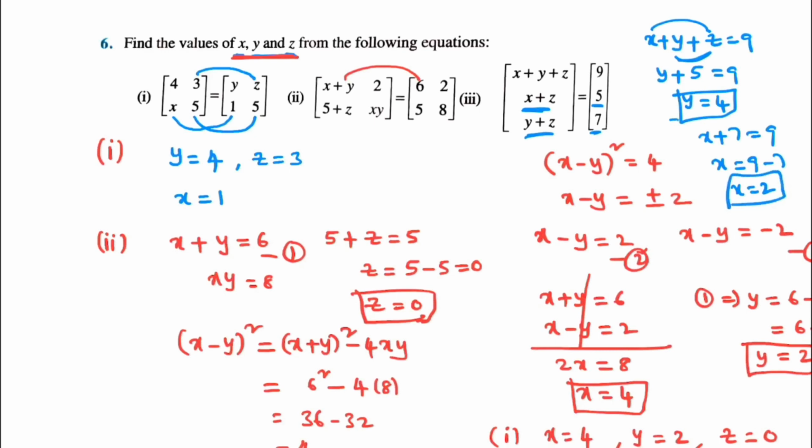Now substitute this y value in y plus z equal to 7. You substitute the y value 4: 4 plus z equal to 7, z equal to 7 minus 4, which is 3. So x value is 2, y value is 4, z value is 3 for this third bit. I hope you are understanding.